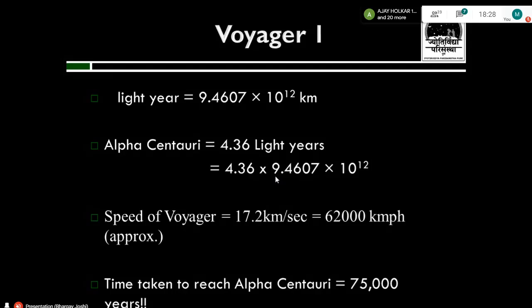The time that will be required for the fastest man-made object to reach the nearest star to our solar system in the entire universe. Even then, Voyager will require 75,000 years to reach there. So imagine how vast the cosmos is. If the nearest star is Alpha Centauri, just 4 light years away, and yet we are going to need 75,000 years to reach there with the fastest thing known to us.